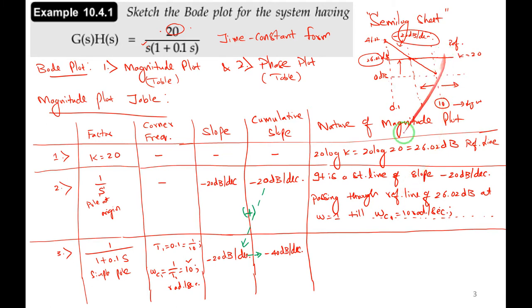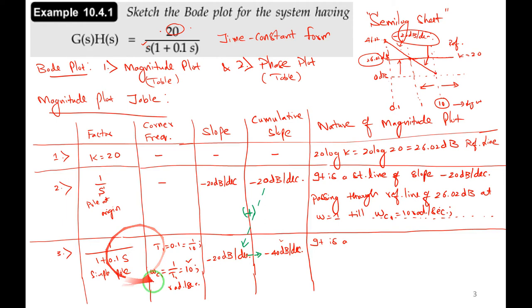So what is that slope? Next, because it is contributed by the third factor, it is minus 40 dB per decade. This is minus 20 dB, this is also minus 20, the slope is continuing. Next, I want minus 40 dB per decade, so I should write the comment here. It is a straight line.